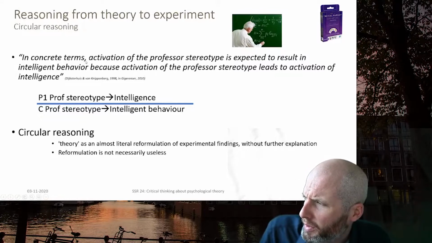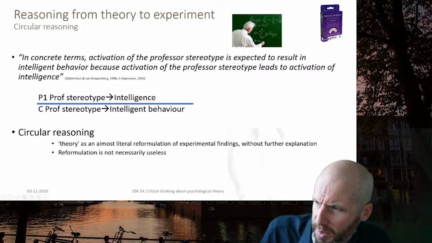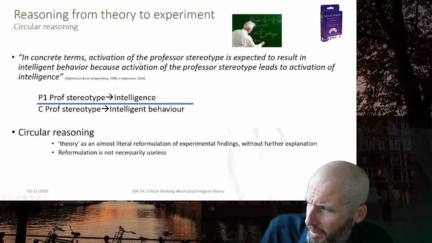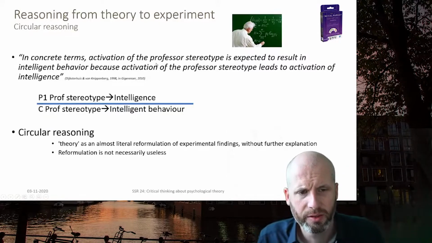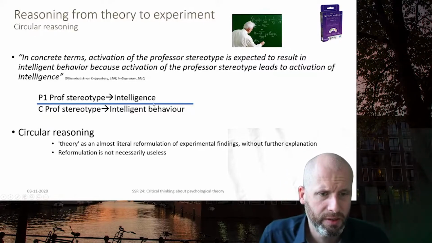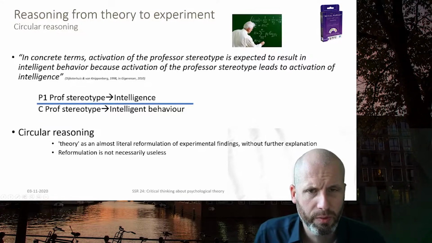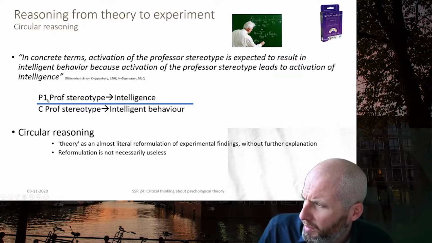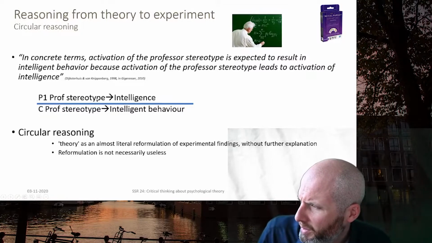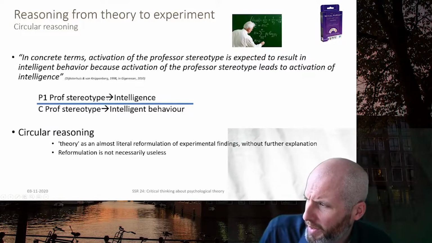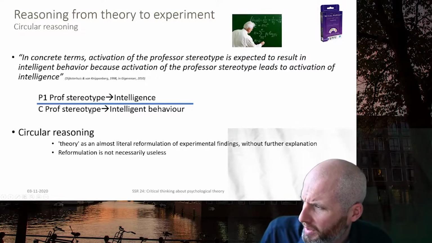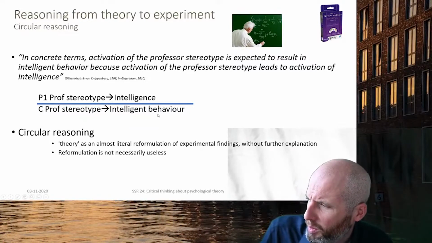So they concluded, in concrete terms, activation of the professor stereotype is expected to result in intelligent behavior because activation of the professor stereotype leads to activation of intelligence. That's actually their conclusion, right? So this is the theory that we just tested, and this seems to be our most likely explanation for the results. It looks like this if you put it in a standard form. If professor stereotype activation, then you'll show more intelligent behavior.